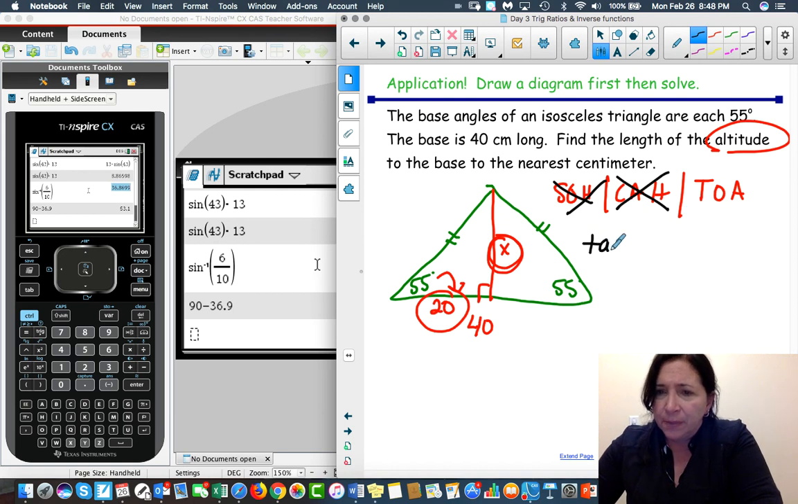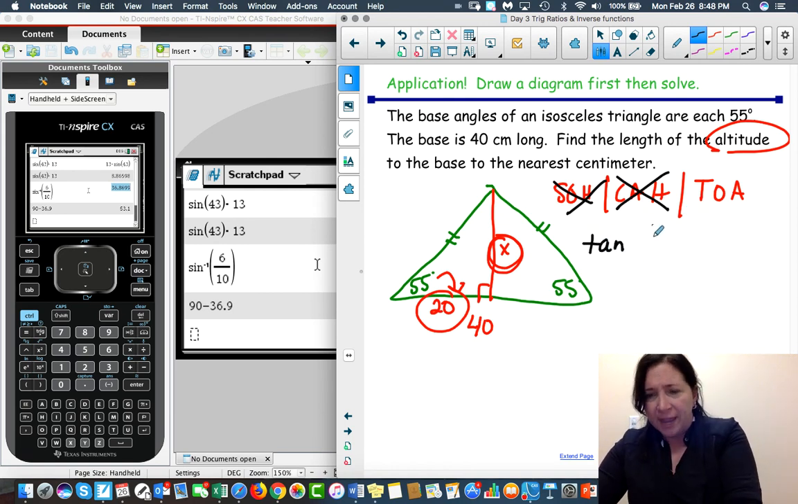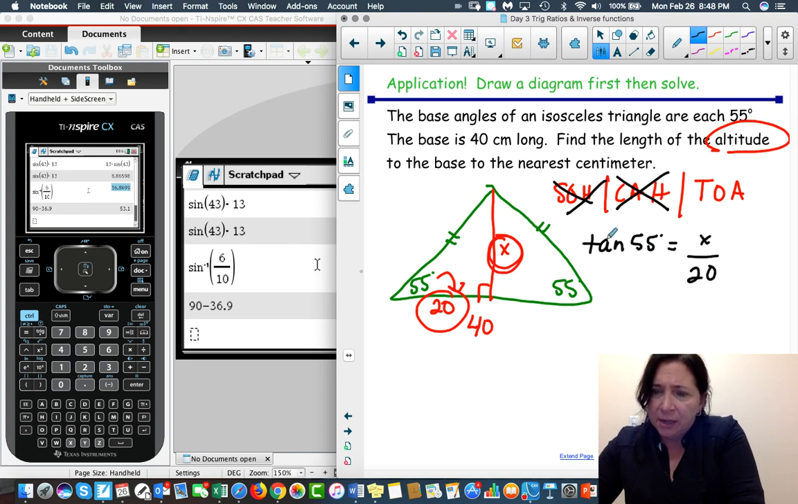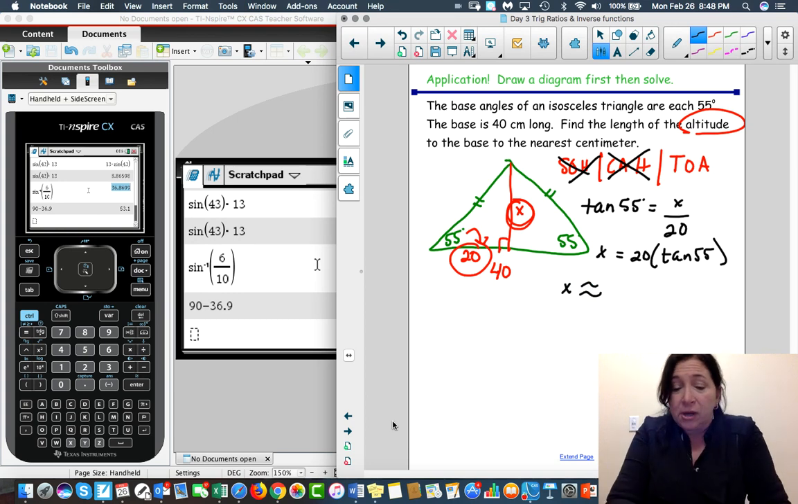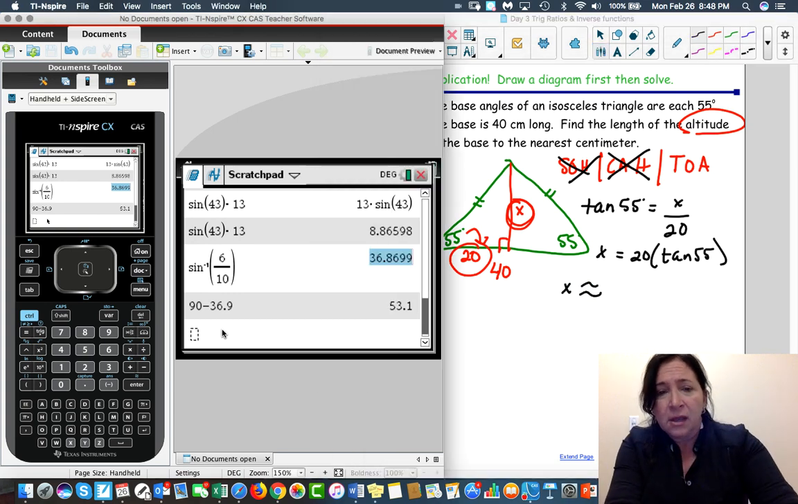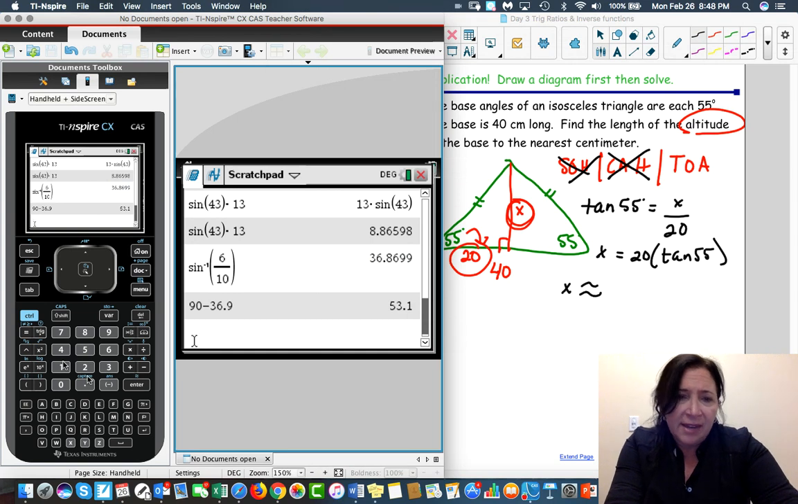So here we go. Tangent, remember the angle comes right after the word. Tangent of 55 degrees is equal to opposite over adjacent, which is 20. So I'm going to go x is equal to 20 times whatever tangent of 55 is. And so therefore, I'm going to use my calculator and I'm going to say, well, it's about, and remember, because I am going to approximate, I'm going to come over here and say tangent of 55.